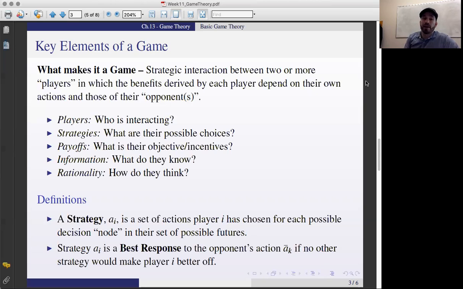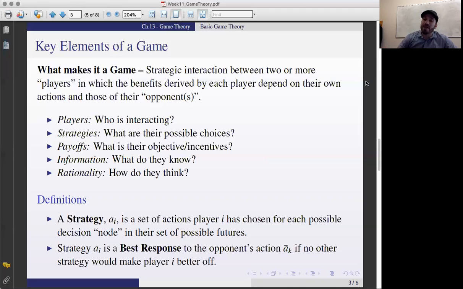So if combinations of their own action in the first round and their opponent's actions in the first round create different possible decision nodes in the second round, then they need a strategy that covers what their choice would be in each of those future decision nodes.